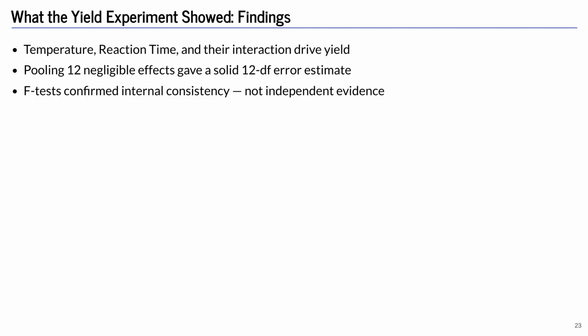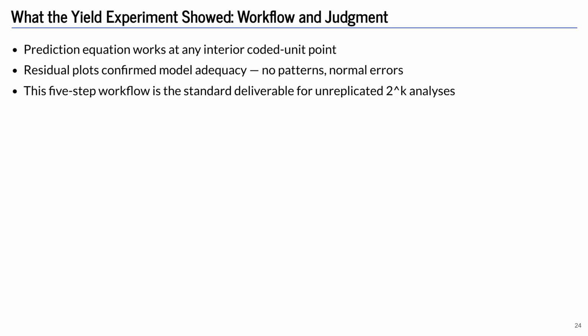The F-test confirmed internal consistency. The active effects are 100 to 300 times the noise, which is a dramatic and reassuring separation. The prediction equation works at any interior point in coded space, not just the corners we ran. That is its practical value. It lets you answer questions about conditions you did not physically test.